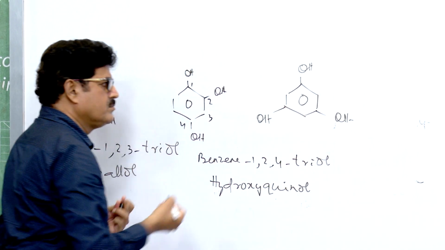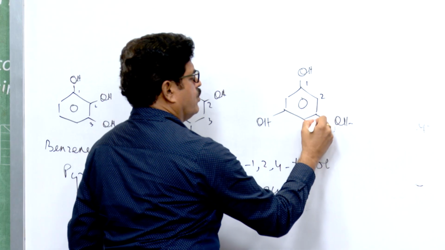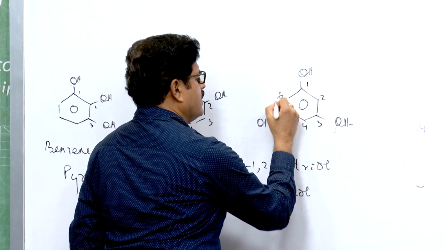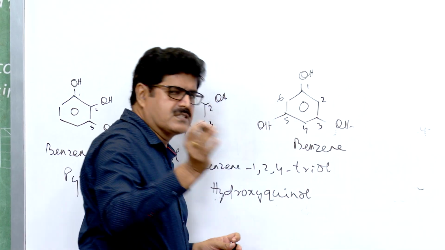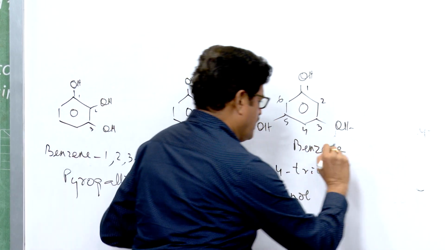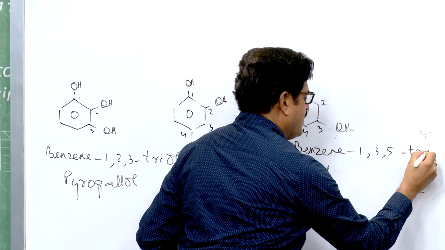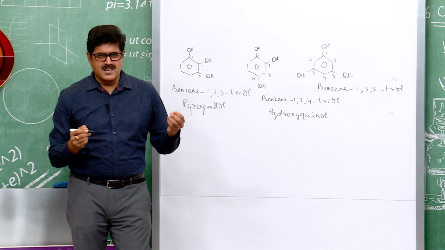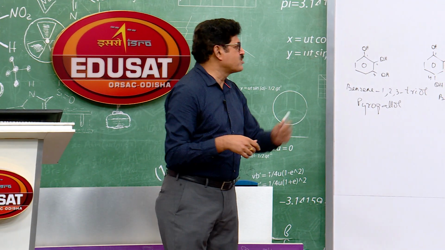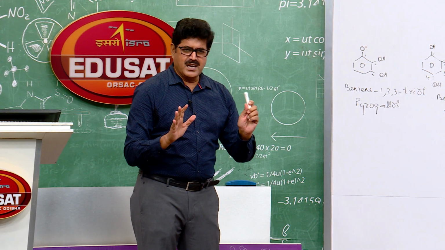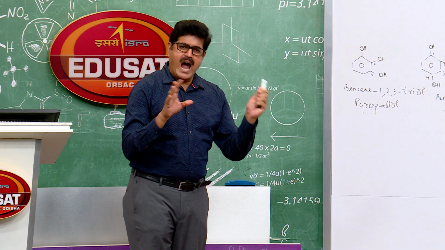you can name it. Benzene 1, 2, 3, 4, 5, 6. So benzene, yes. Yes, I got the answer. I am listening. You are saying that 1, 3, 5 triol. Yes, you named it correctly. This is benzene 1,3,5 triol. Okay, so this is about the nomenclature of trihydric phenol and the phenols.